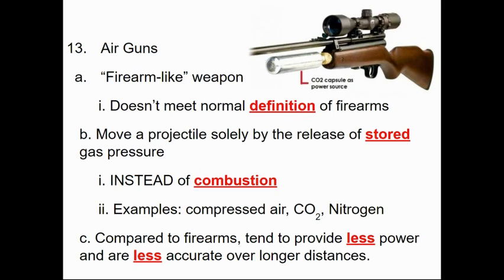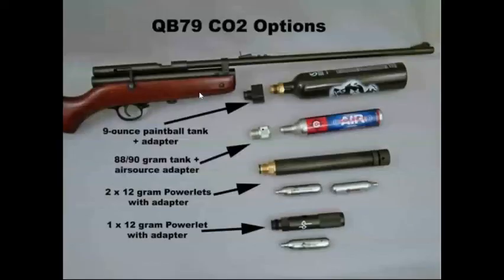We're not really going to talk about them much because they're not the most common thing used, and they don't fit the definition of a firearm. So we are going to limit ourselves here to talking about firearms. There are some different options for that, and they can fire different things. It doesn't have to be a bullet, it could be a paintball, for example.